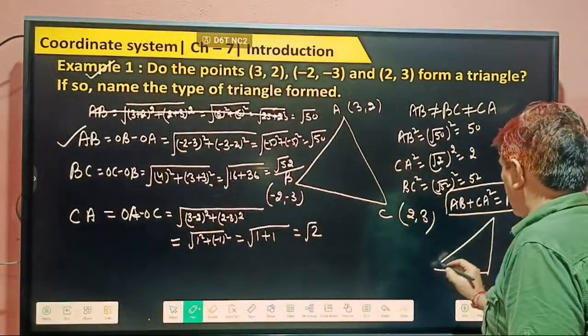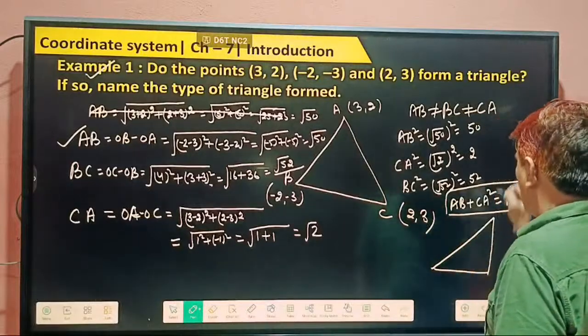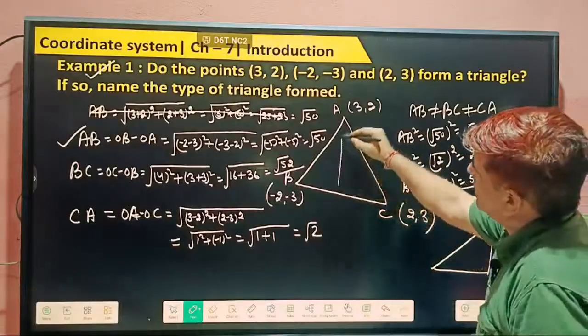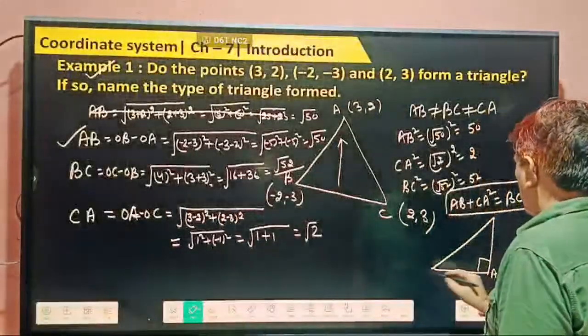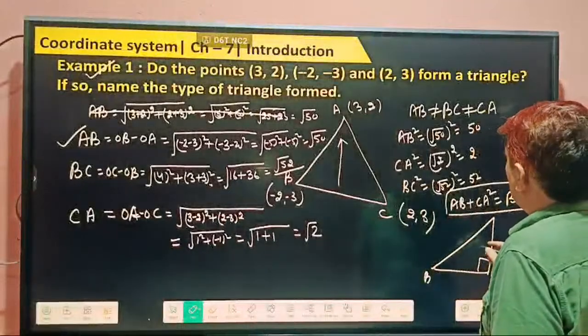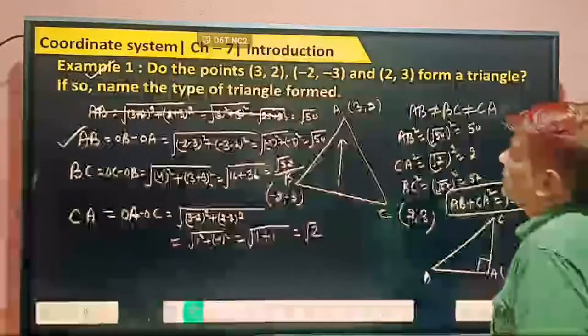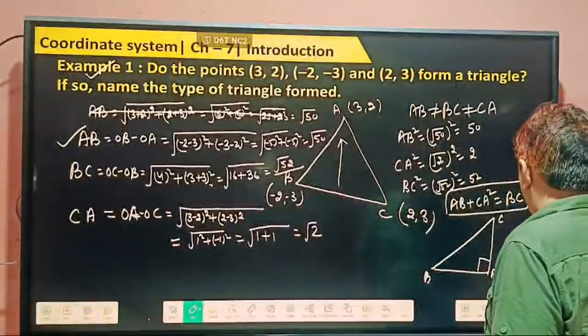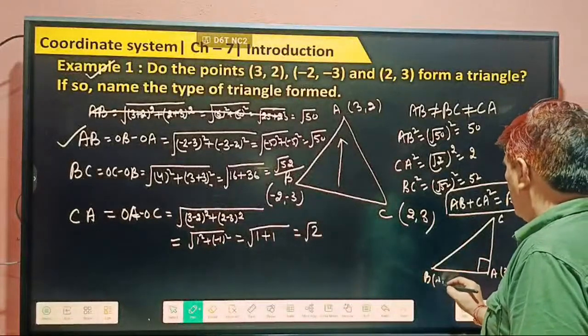Which one is the right angle? Which one is the right angle triangle? Opposite to BC, this is the right angle. So this point is named A, this is B, and what is this? C. Coordinates of A are 3, 2. Coordinates of B are minus 2, minus 3.